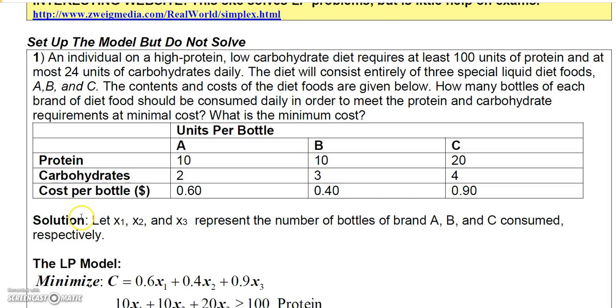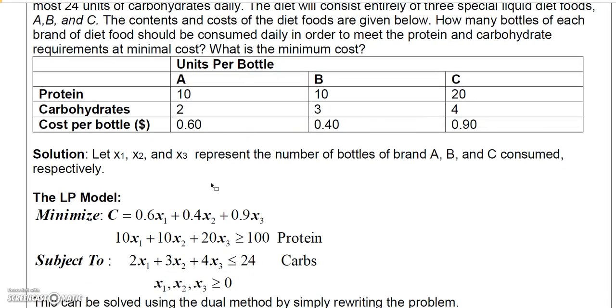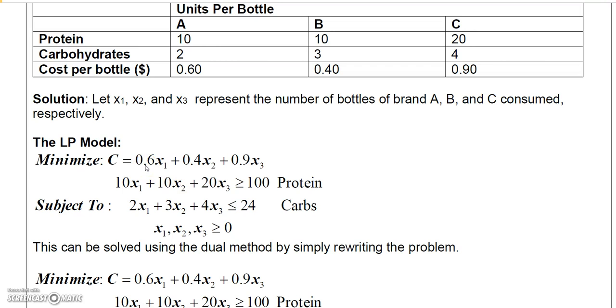then we can use this table in order to determine our objective function, because the bottom row of the table tells me how much the cost of each bottle is. So if I want to minimize my cost, I know I need to minimize this function, 60 cents times each bottle A, plus 40 cents times each bottle B, plus 90 cents times each bottle C. And then we've got to have at least 100 units of protein, so that means the amount of protein has to be greater than or equal to 100. And we get 10 units of protein per each bottle A, 10 units of protein per each bottle B, and 20 units of protein per each bottle C.